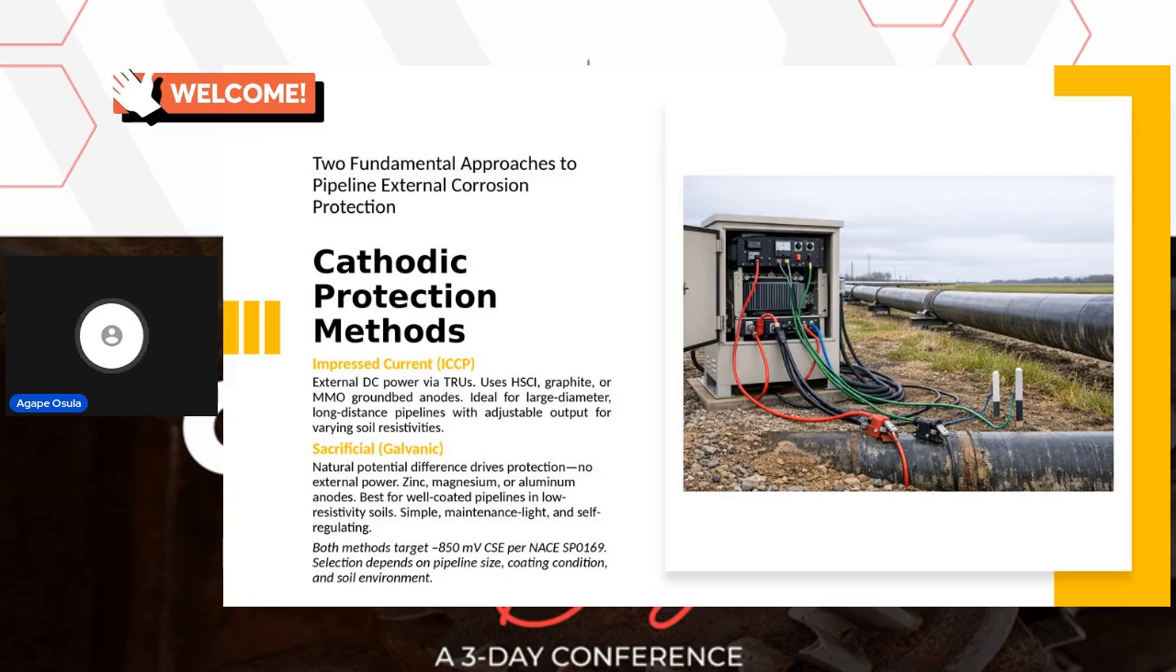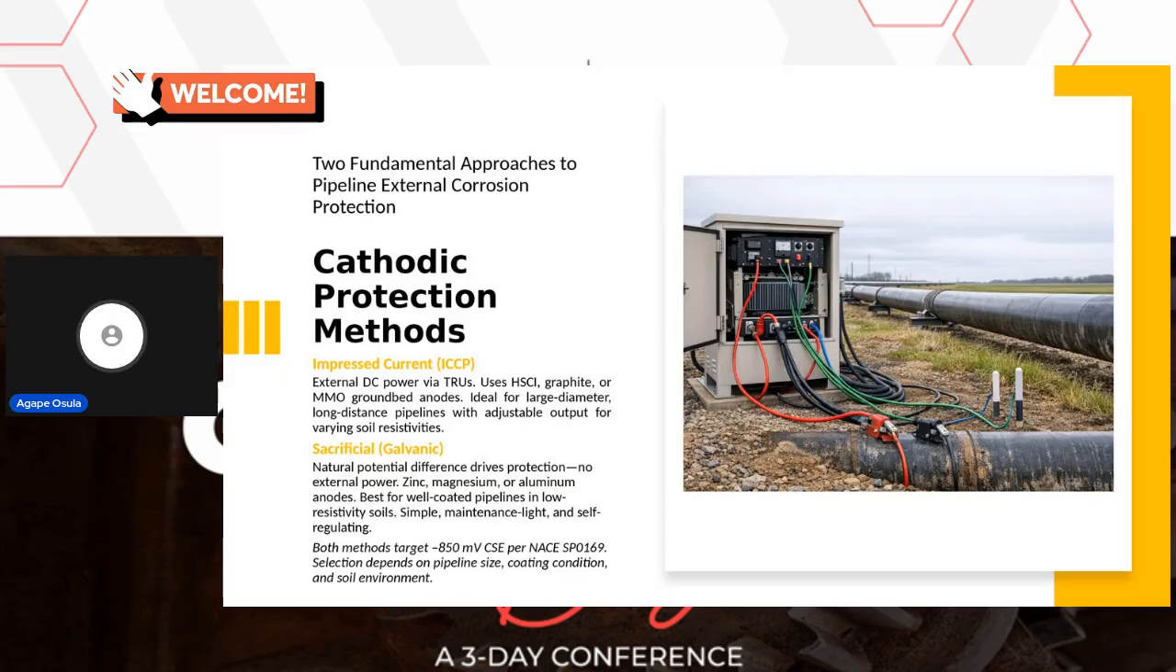So over the years, we already know that corrosion is an electrochemical process. So all we decided to do as professionals over the years was, okay, it's an electrochemical process, so use the same electricity to make sure that it doesn't corrode.